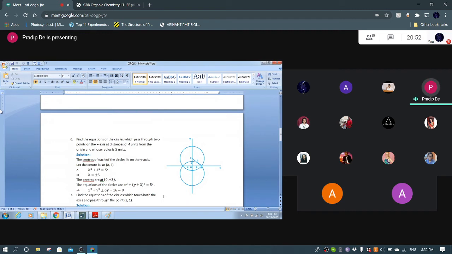A circle, radius r, lies in the first quadrant, touches both the coordinate axis. What are the coordinates of the center of this circle? R comma R. Very good, r comma r. Then you can do it easily. So if the center is at r comma r and if the radius is r, what is the equation?